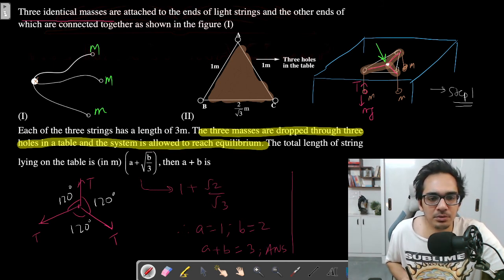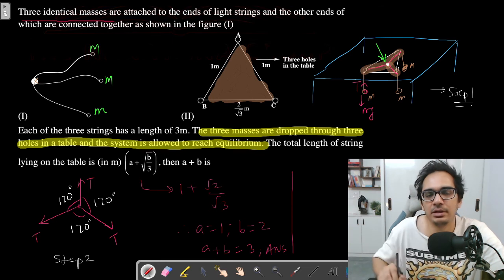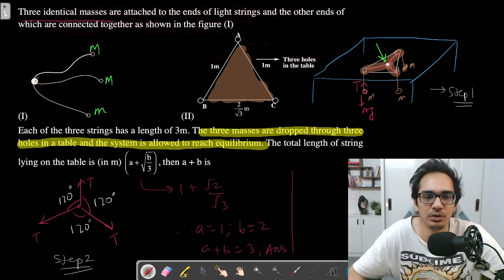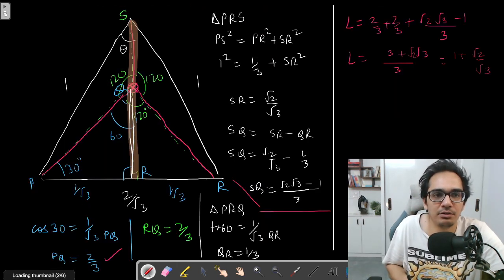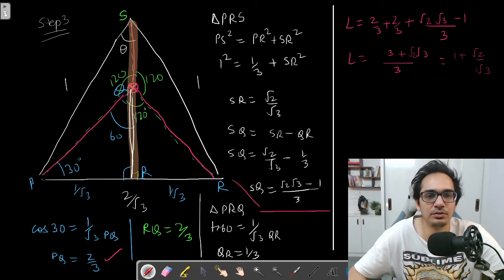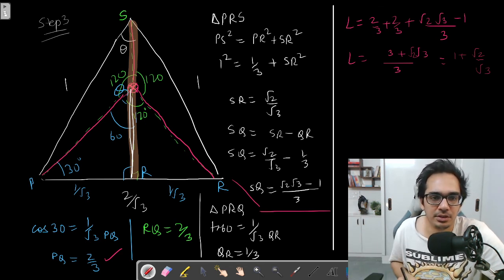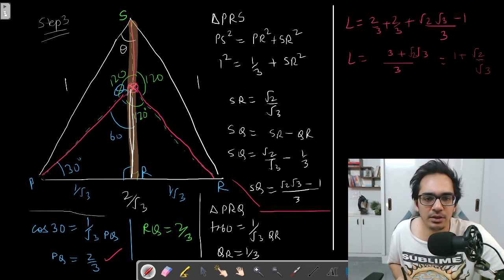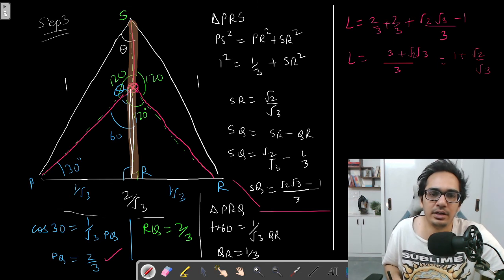This is your step 2, where we should know that if the forces are symmetric and if it is in equilibrium, the angles must be equal. So 120, 120, 120, this is your step 2. And this is your step 3, where you have used symmetry and a bit of geometry. After this there is only calculation. First we calculated the length of PQ, then we calculated the length of QR, and then we calculated the length of SQ. So PQ, QR and SQ, these are the lengths of the string. We added them and got the answer.